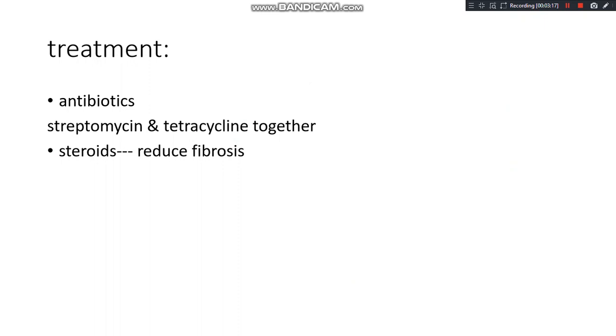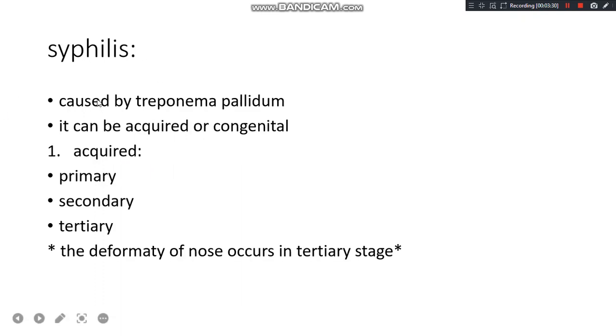Okay, the treatment involves antibiotics, so you have to prescribe the patient streptomycin and tetracycline together, and steroids to reduce the fibrosis. So the second condition is syphilis. Now it is caused by Treponema pallidum. It can be acquired, it can be congenital. In the case of acquired, you will get three stages. We have primary, secondary and tertiary stage. Now remember that in the tertiary stage, there will be deformity of the nose.